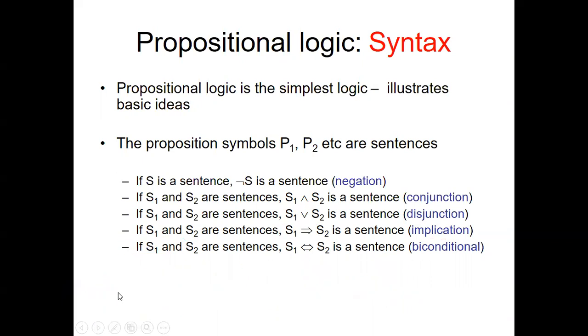Then if S1 and S2 are sentences, then this is also a sentence. This is called bidirectional. So S1 implies S2 in the sense it says that if S1 is true, then S2 is true. That's all. It only tells us this information, nothing else. Whenever S1 is true, S2 will be true. It confirms that. It guarantees that.